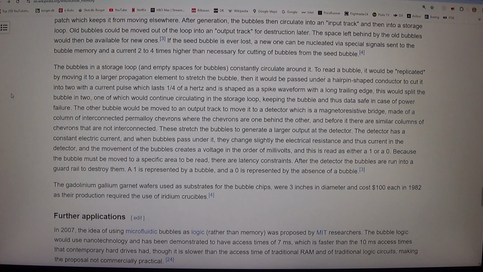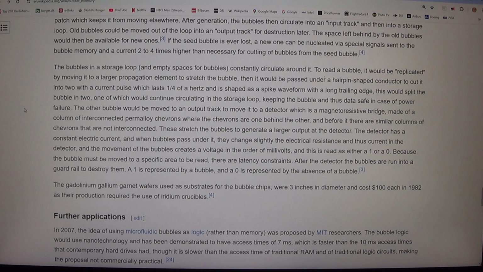The other bubble would be moved to an output track to move it to a detector, which is a magnetoresistive bridge, made of a column of interconnected permalloy chevrons where the chevrons are one behind the other, and before it there are similar columns of chevrons that are not interconnected. These stretch the bubbles to generate a larger output at the detector.